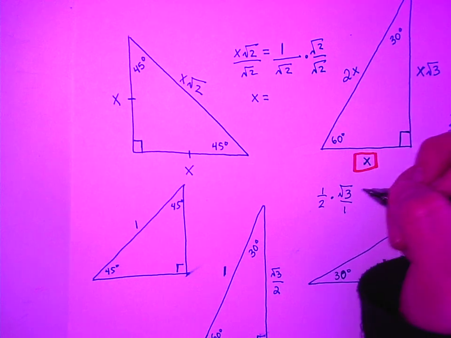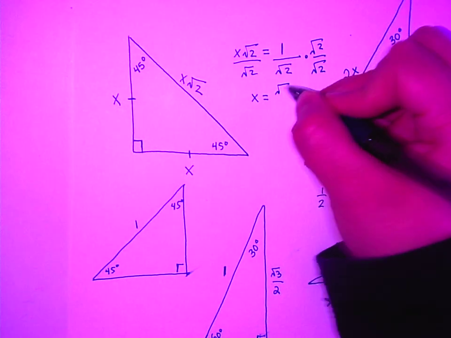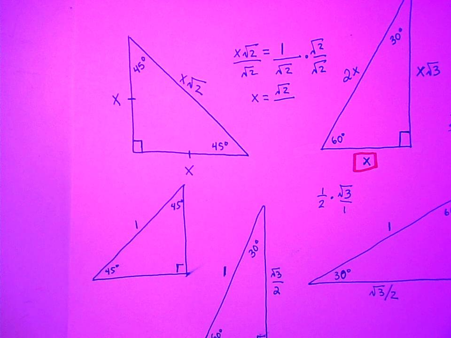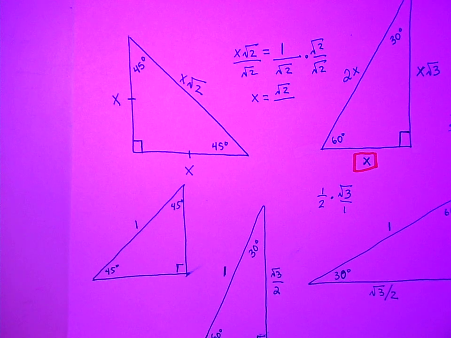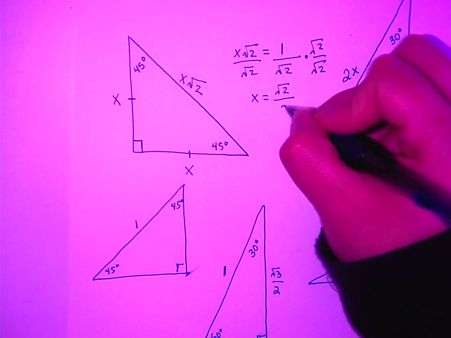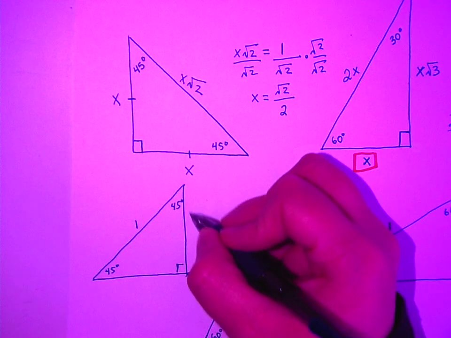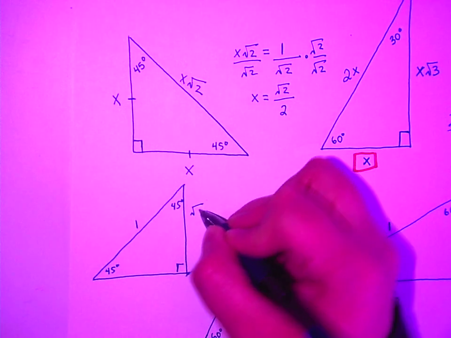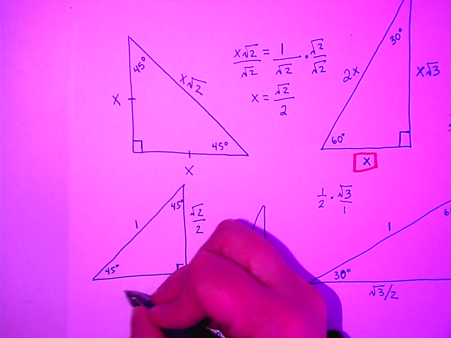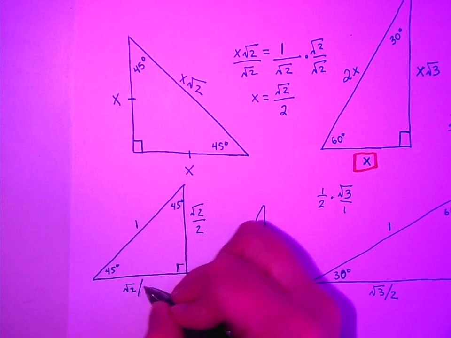Everybody write this down. So you end up with the square root of 2 over, what's the square root of 2 times the square root of 2? It is 2. It's the square root of 4, because remember you multiply the insides when you multiply square roots. So this is the square root of 4, otherwise known as 2. So back down to this triangle, this side is the square root of 2 over 2, and this side is the square root of 2 over 2.